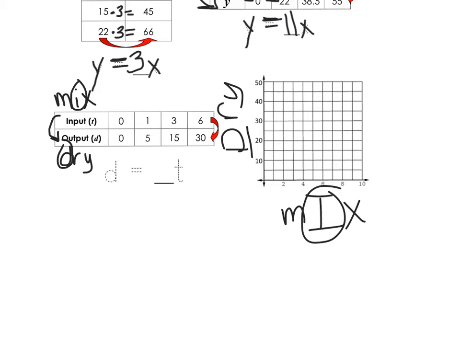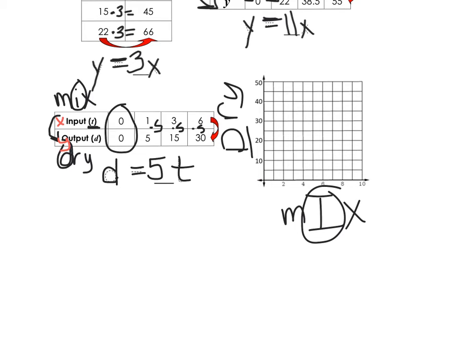So I'm going to look at my rule here. I don't know exactly how to get from 0 to 0, but seeing that it's 0 to 0, I know it's going to be multiplying. It's a multiplicative relationship. So 1 times 5 is 5, 3 times 5 is 15, and 6 times 5 is 30. So I know to get the value of d, I have to multiply the value of t by 5. So d equals 5t.